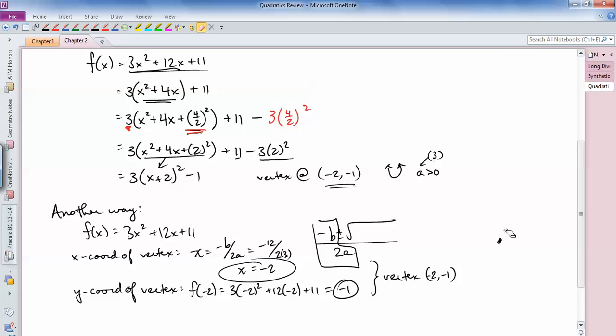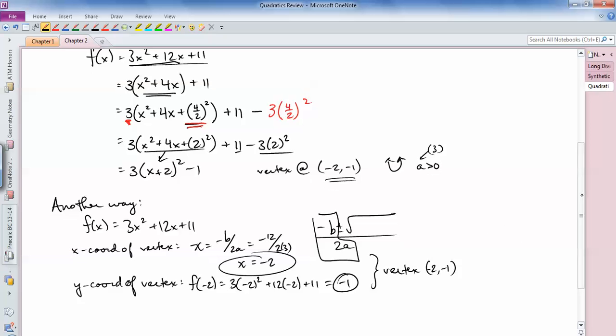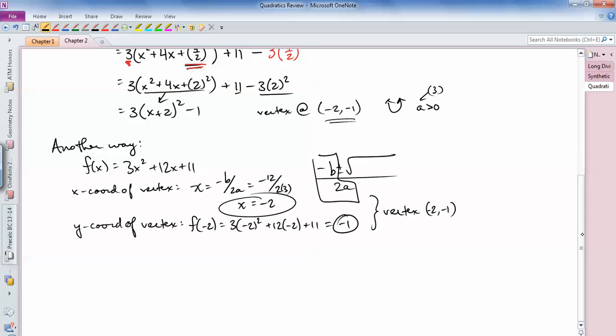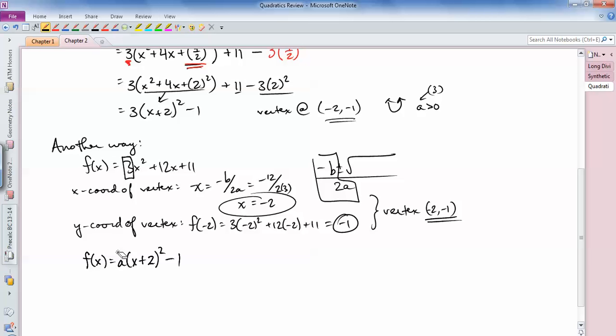Let me erase this because I don't actually know if that's what it looks like. The vertex is at negative 2, negative 1, and I know that in vertex form, it's going to be a times (x minus the x-coordinate of the vertex, which is negative 2, so this turns into plus 2) squared, plus k, which is minus 1. And the a is the same a as it originally was, 3. There's a 3, and we're done.